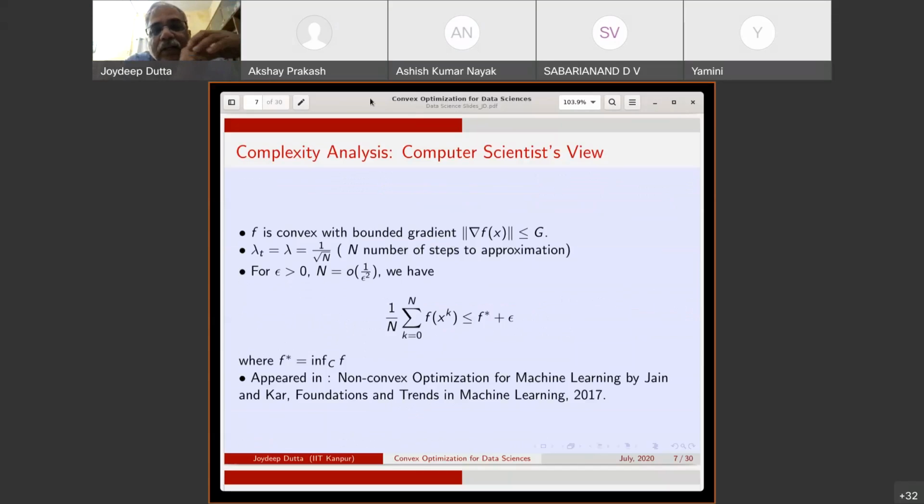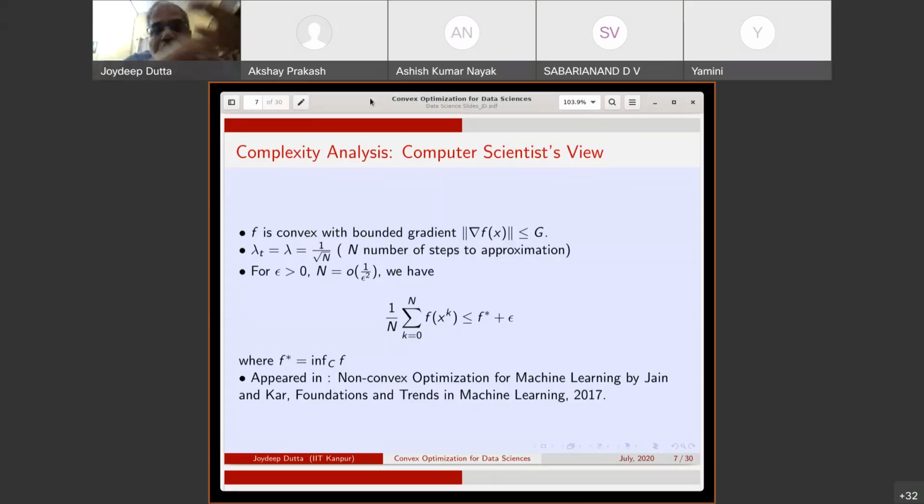So let us see the difference in which computer scientists are thinking. Here it is. This is from a book by Prateek Jain of Microsoft and Purushottam Kar of IIT Kanpur CSE. They wrote a book on non-convex optimization for machine learning, a very good book actually. Purushottam gave me a copy, and there they did this proof.